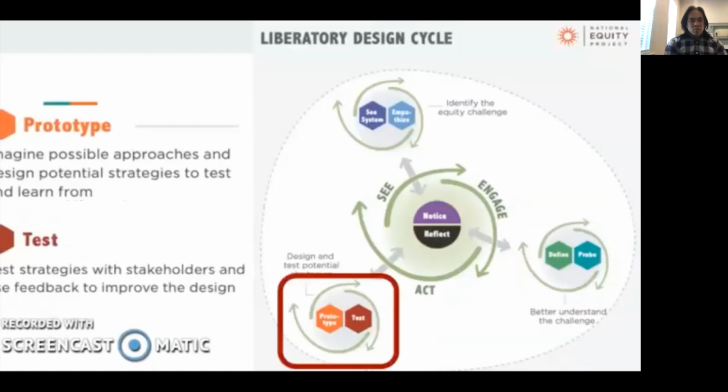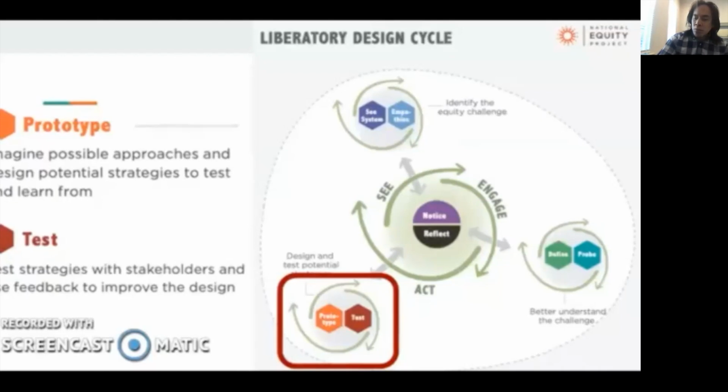In the final part of the liberatory design cycle, we prototype and test in order to develop potential strategies that will address the equity challenge. We create a prototype when we develop a strategy that addresses the problem we've defined. But in order to know whether our strategy is likely to work, we have to develop a test, which is a little bit more high stakes than a probe, but where the goal is still to learn whether or not we're on the right track with our design. A test looks a little bit more like the actual prototype that we're trying to get information on, rather than just probing the system to make sure that we better understand it.